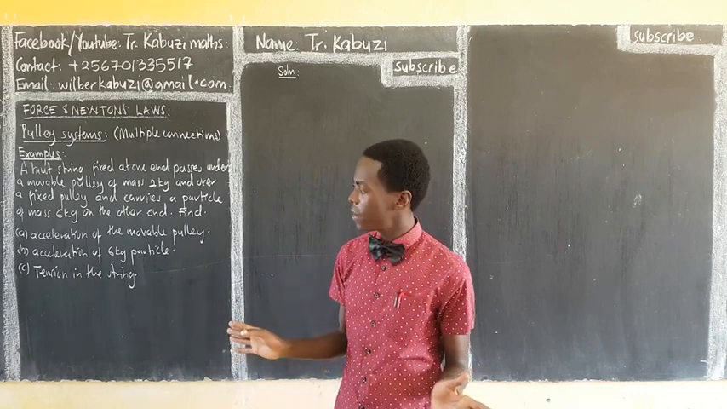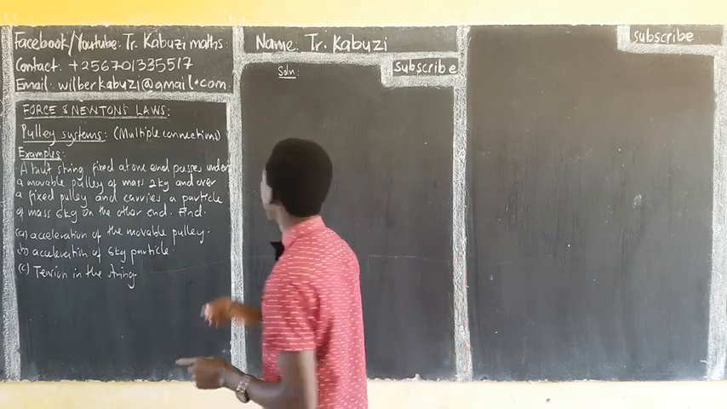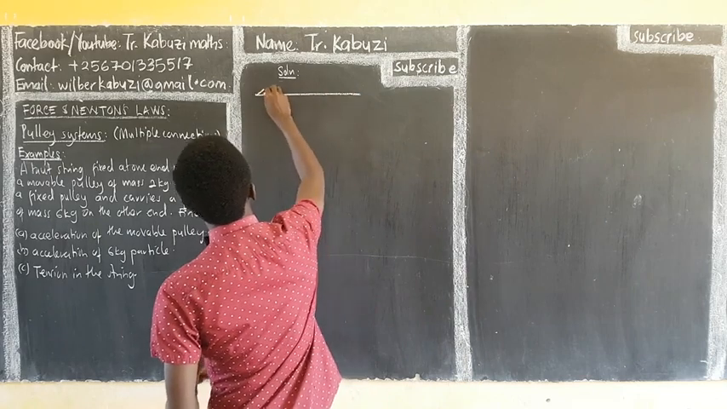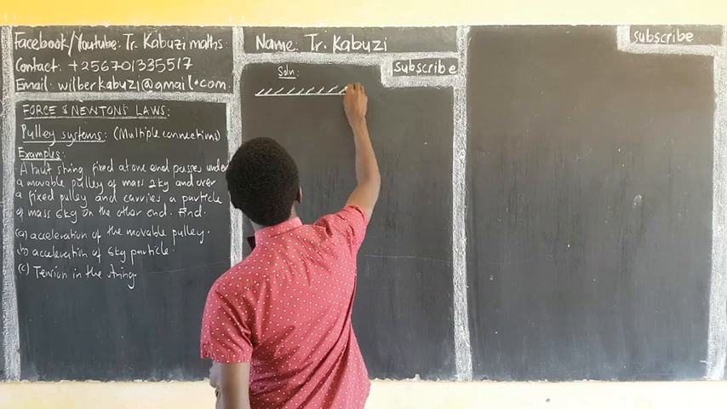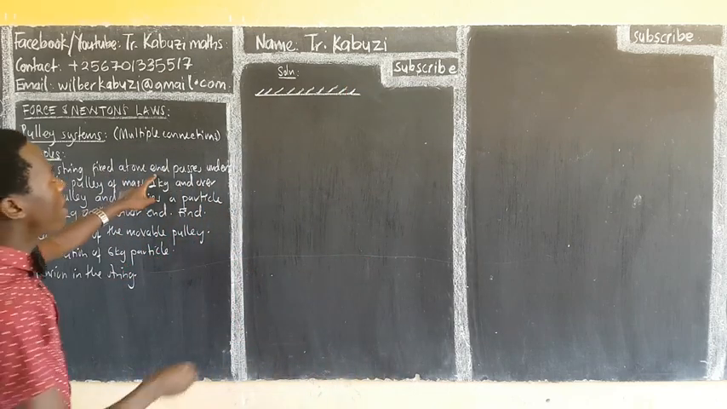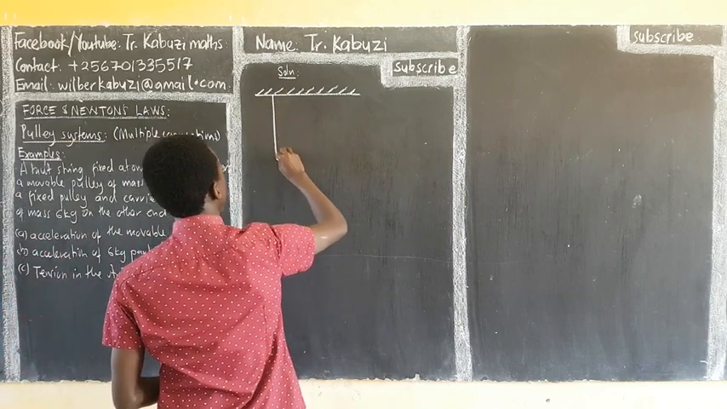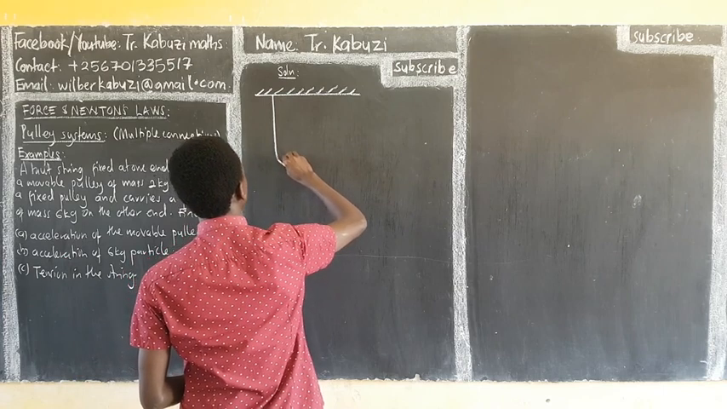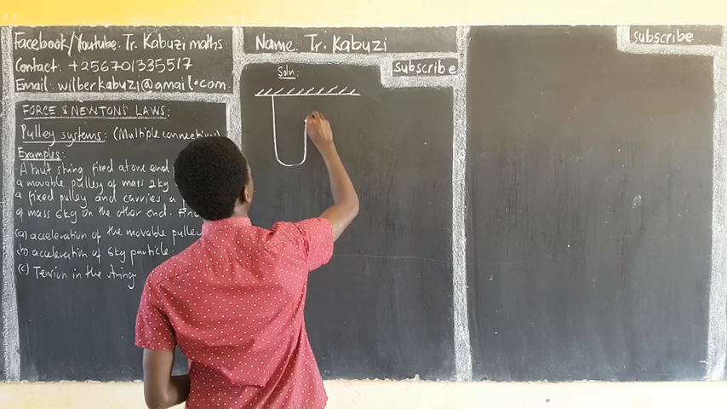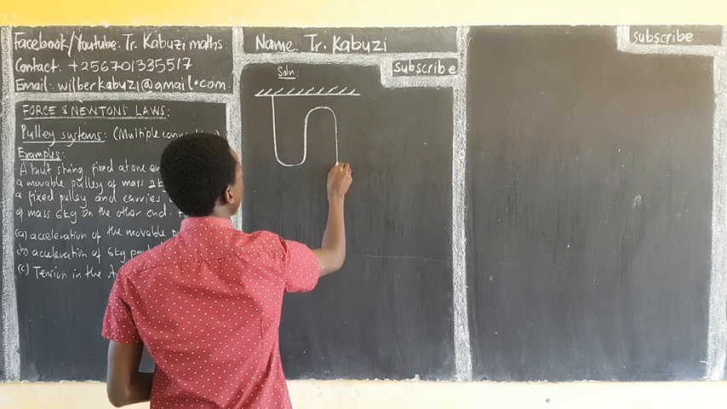So here they are not giving a diagram, so you sketch it yourself. Let us go through the sketching together. You start by drawing a ground where you are going to attach the end which is fixed. This is going to be our string. This is how you sketch it. Then it passes over a movable pulley, then it will pass over a fixed pulley, then it will go down.